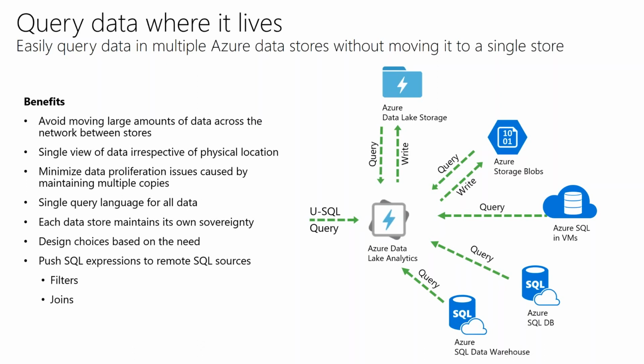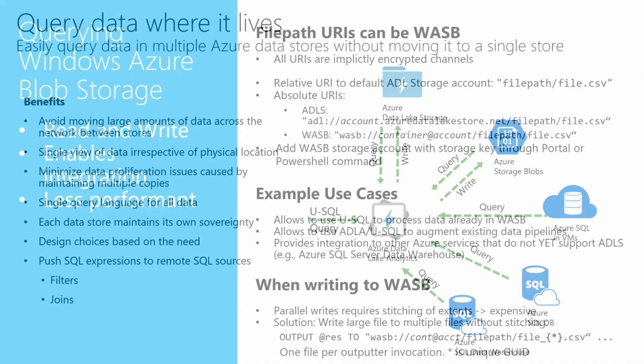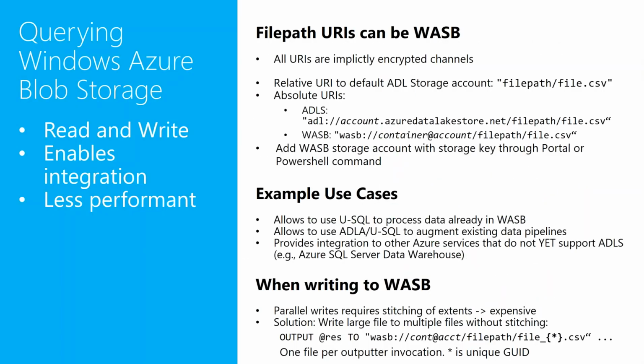And now let's take a look at the Windows Azure Blob Store first, and then later we will be diving a little bit more into the Federated Queries as well. If we look at Windows Azure Blob Storage, you will be noticing that when we access files in U-SQL, we basically provide you URIs to access them. As a note, all the URIs are always implicitly encrypted channels, so that means even though we are using ADL and WASB as the scheme, they will be basically using encrypted channels and will be encrypting the data during transport.